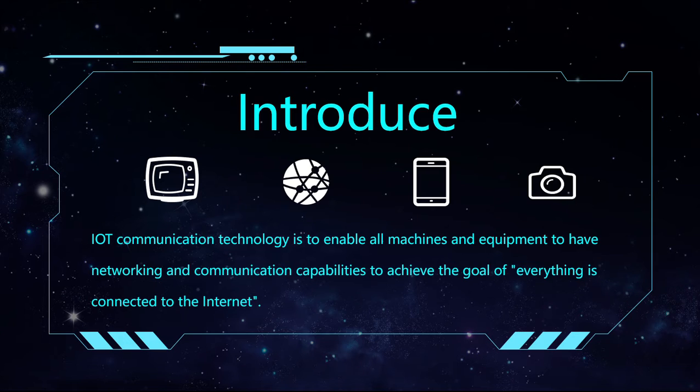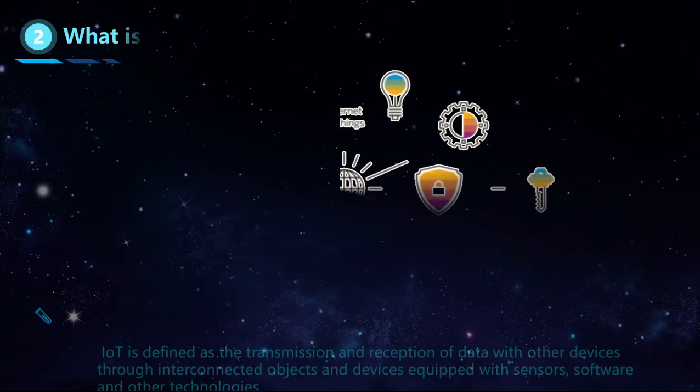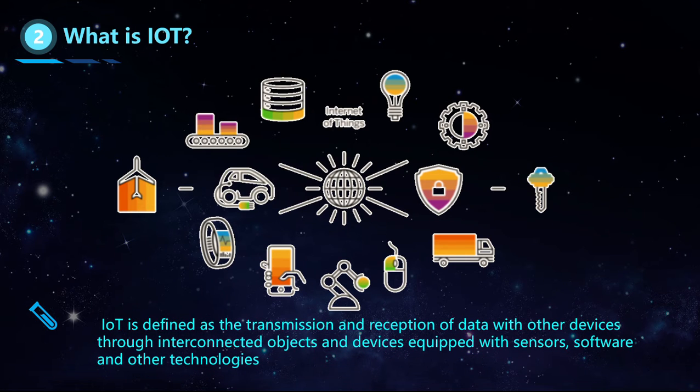IoT communication technology is to enable all machines and equipment to have networking and communication capabilities to achieve the goal of everything is connected to the Internet. What is IoT? IoT is an object or thing that can be wired to the Internet, ranging from factory equipment and cars to mobile devices and smart watches.